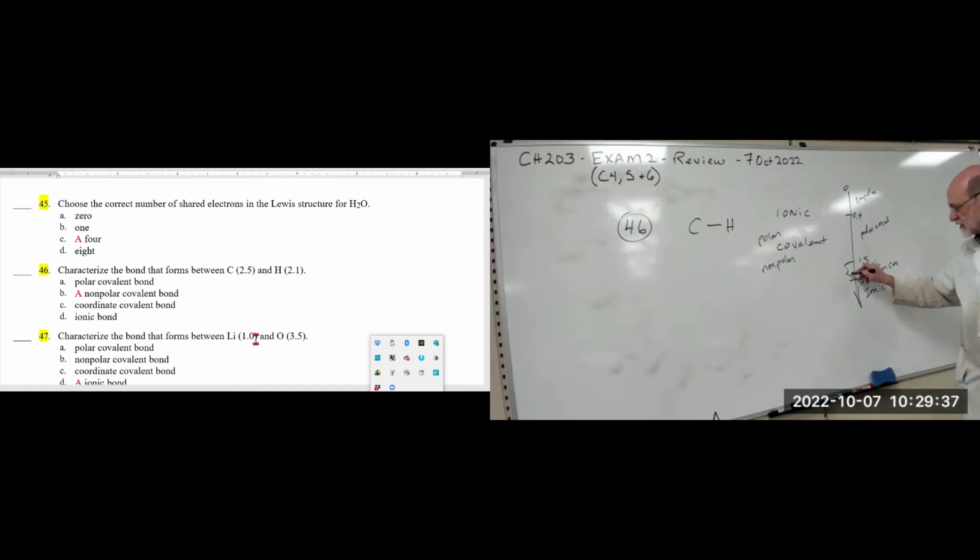This one is where you have to decide. If you've got a metal and a non-metal and it comes out in this region, it's ionic. If you have 2 non-metals and it comes out in that region, they're polar covalent.